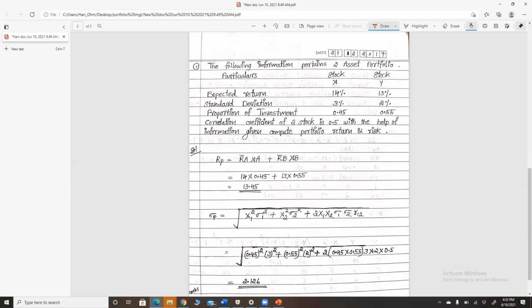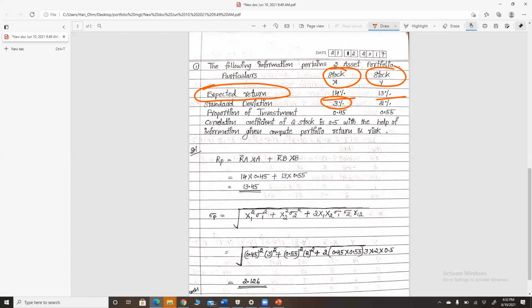See, this is the first problem. The following information pertains to asset portfolio particulars, stock X and stock Y. I told you X1 and X2, like here stock X and stock Y. Clear? See, in this particular problem, all the information is provided. Expected return is given: stock X is 14, stock Y is 13.